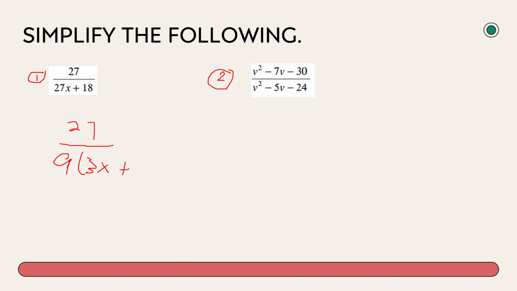Plus 18 divided by 9 is 2. Now, but the 27 can still be simplified. So we got a 9 times 3 over 9 times 3x plus 2.